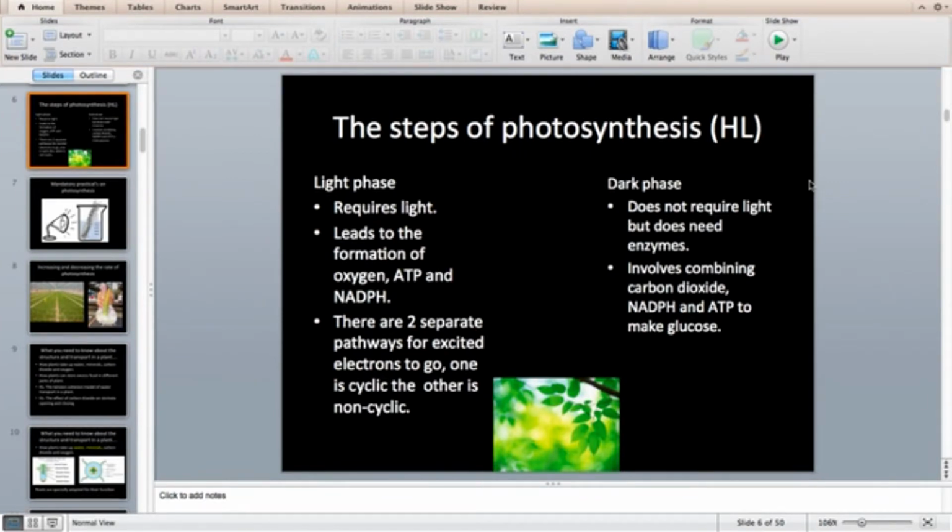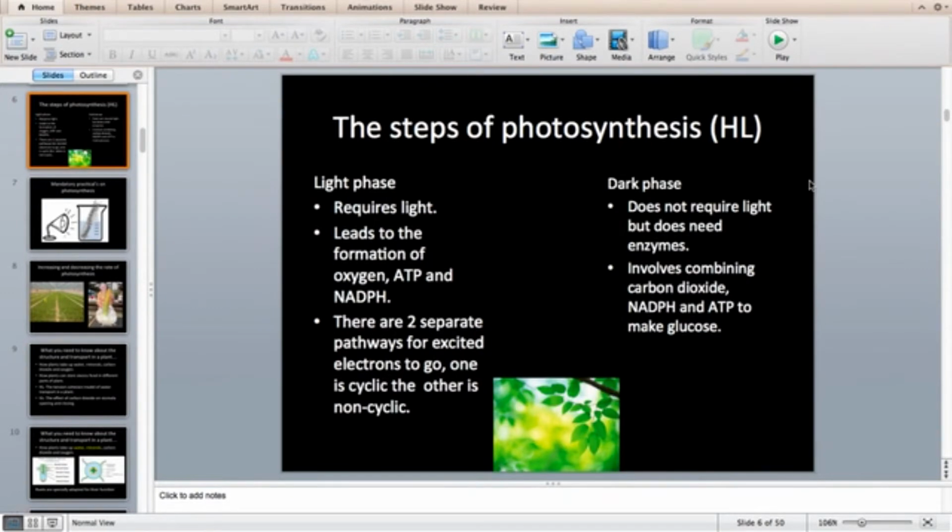There are 2 separate pathways in the light stage. One is cyclic, which means electrons move from electron-accepting molecule to electron-accepting molecule in a big circle. And the other one is non-cyclic, where 2 electrons move from electron-accepting molecule to electron-accepting molecule in a line, and they will eventually join.